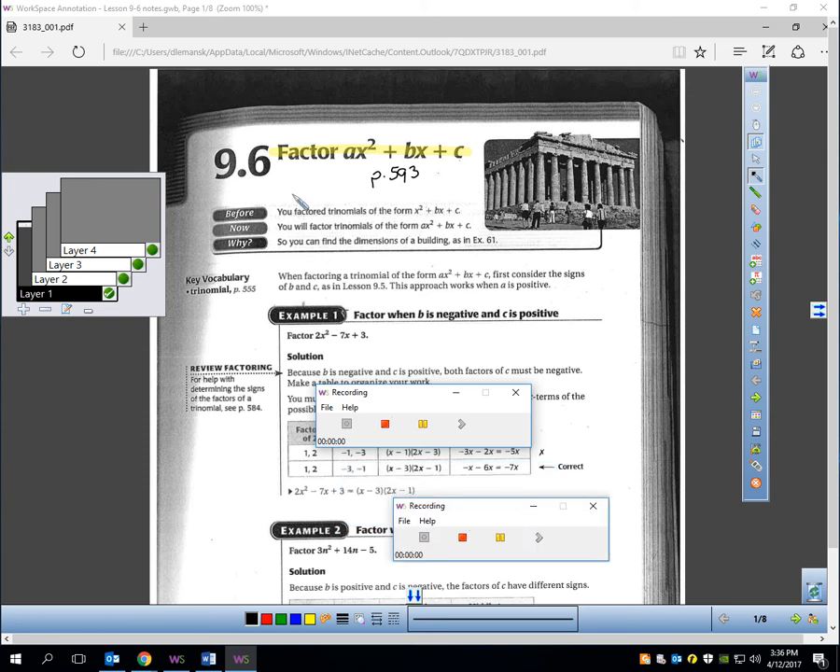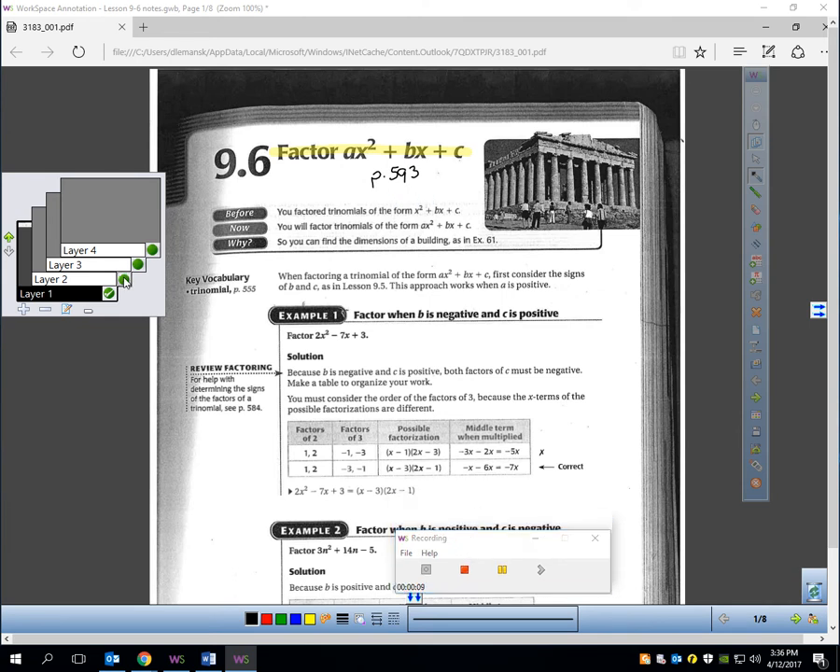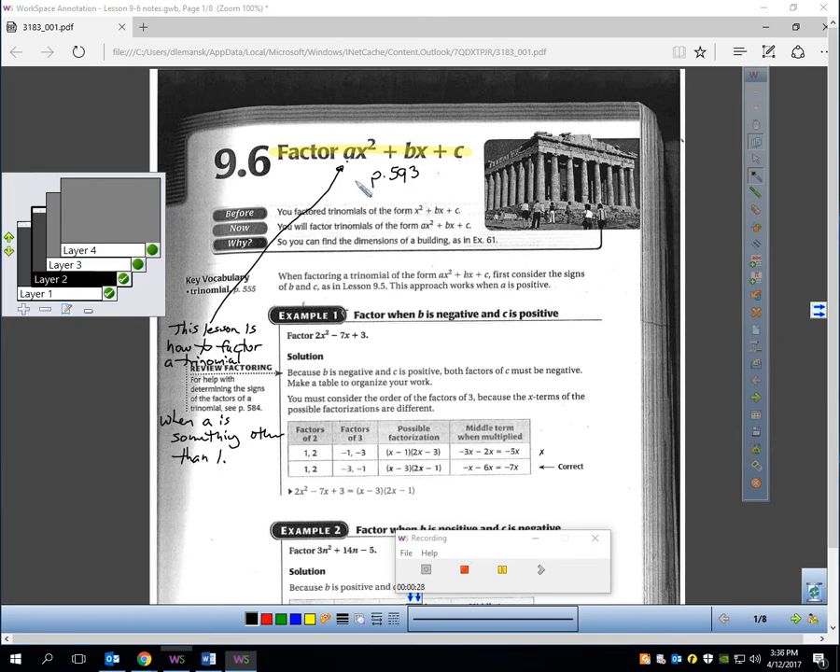This is lesson 9.6, factoring ax squared plus bx plus c. You should be on page 593. I want you to notice this lesson is how to factor a trinomial when the lead coefficient is something other than 1. In the last lesson, every problem we did, the lead coefficient was 1. We're going to figure out how to factor these when the lead coefficient isn't 1.